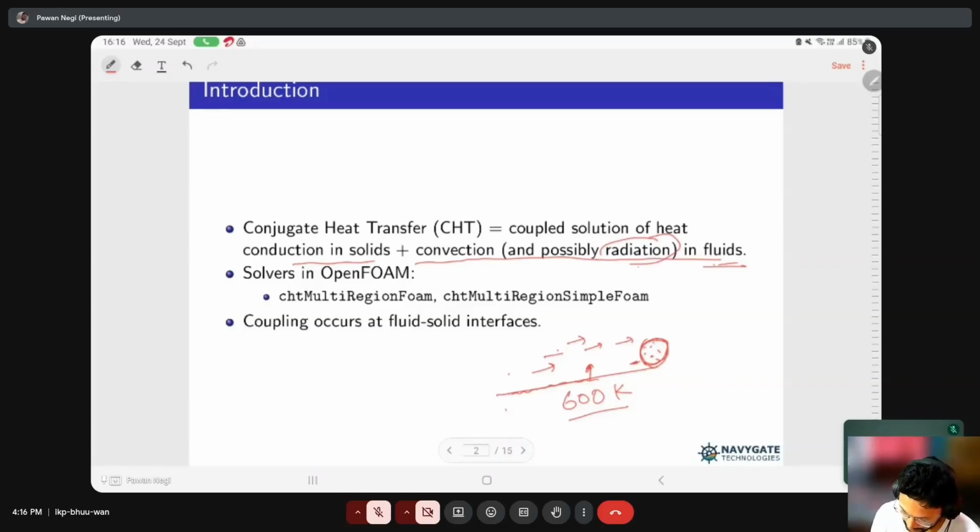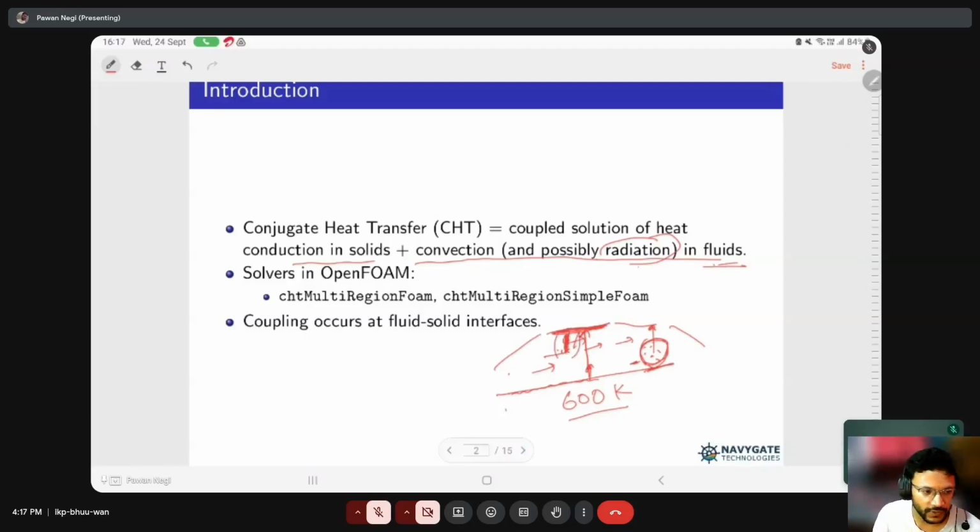If these particular molecules are lighter, then they will go up, and that will make certain flow which is governed by the temperature difference and density differences in this particular fluid. And there could be radiation as well. For example, you have a surface here, and due to radiation this surface can get heated, and this will again result in some kind of temperature gradient along this surface as well.